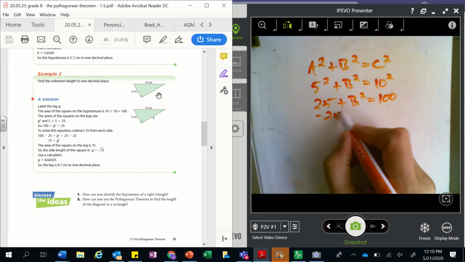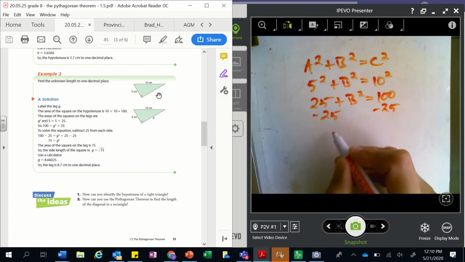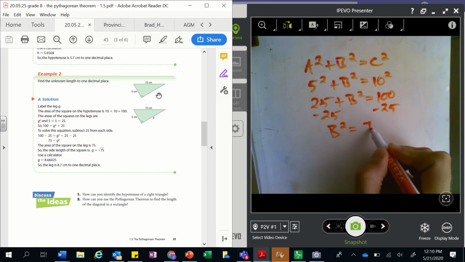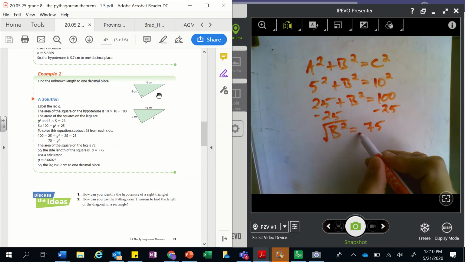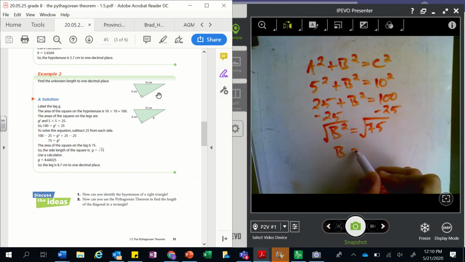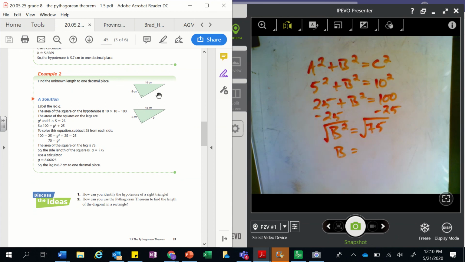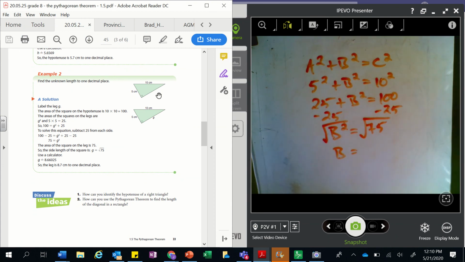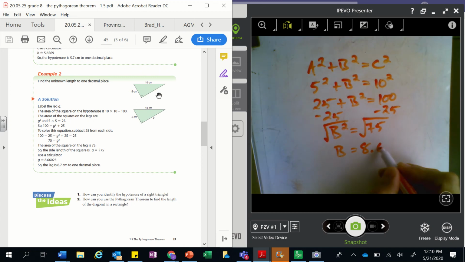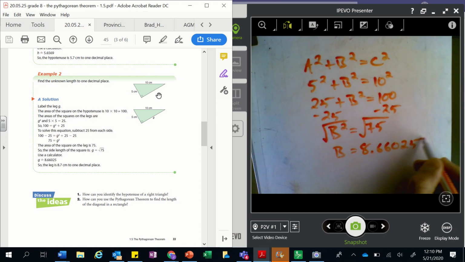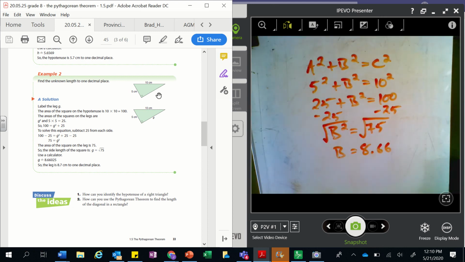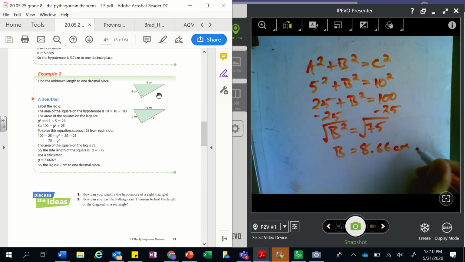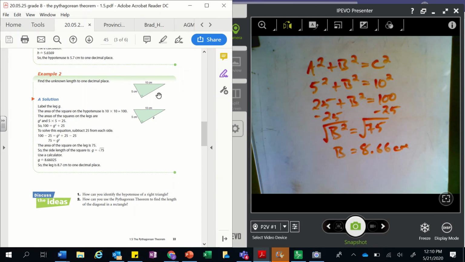I can get rid of the 25 to get the b on its own. And now the opposite of squared is a root. But once again, that is not a perfectly square number. And when I put that into my calculator, it spits out this big, long number. But I think I'm just going to round that up to 2 decimal places. Rounding up to the hundredths is good enough. And so there we have that b would be equal to 8.66 centimeters.